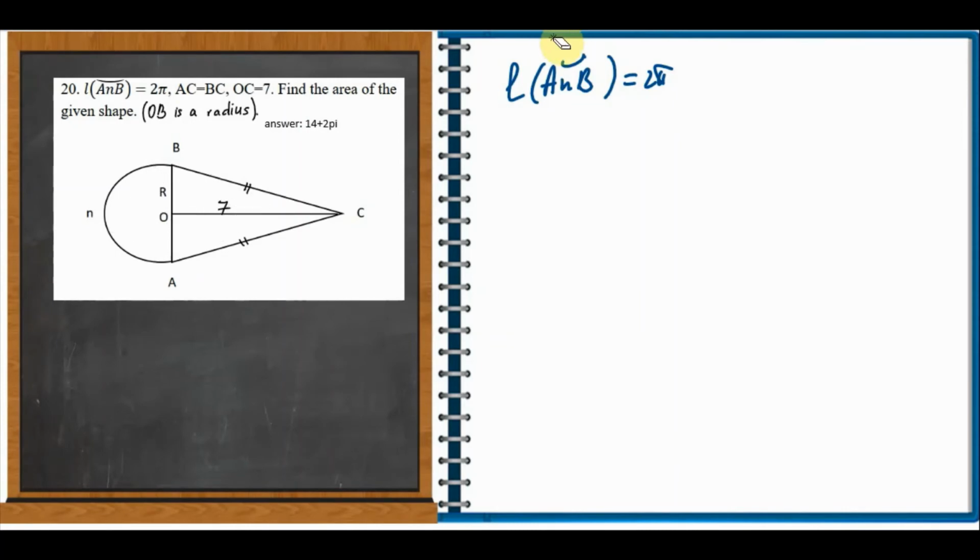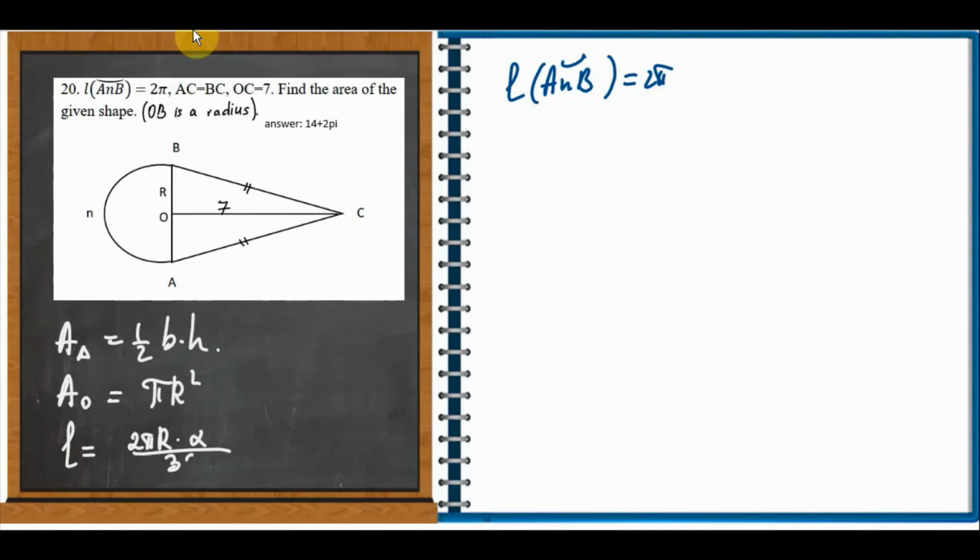Now, to solve this question, first of all, we need to know the area of a triangle. Let's write the area of a triangle. It's 1/2 base multiplied by height. And the area of a circle, this is pi r squared. Also, it's better if you know the length formula of an arc. It's equal to 2 pi r, that's the whole length of the circle, multiplied by alpha out of 360, that's the part of the circle.